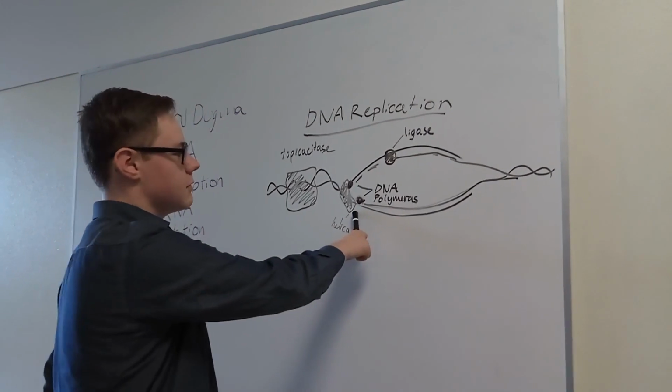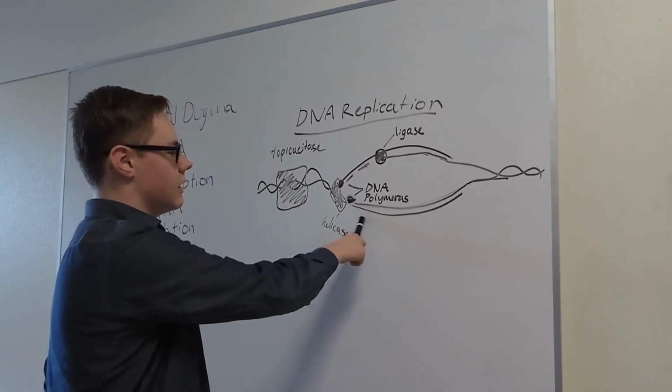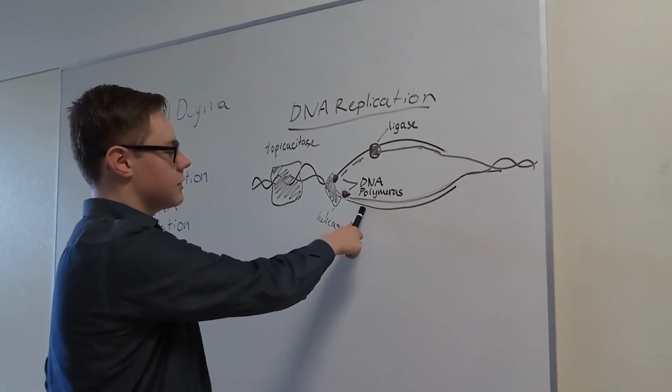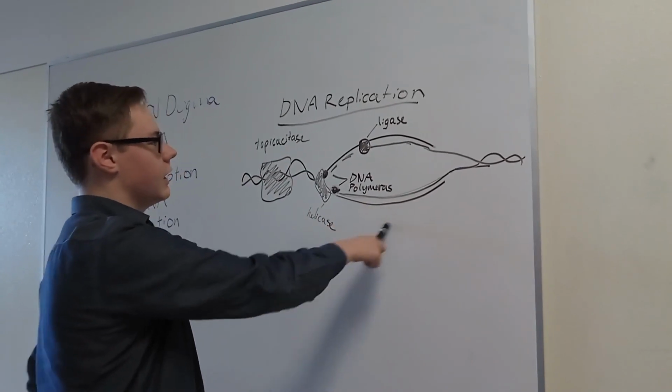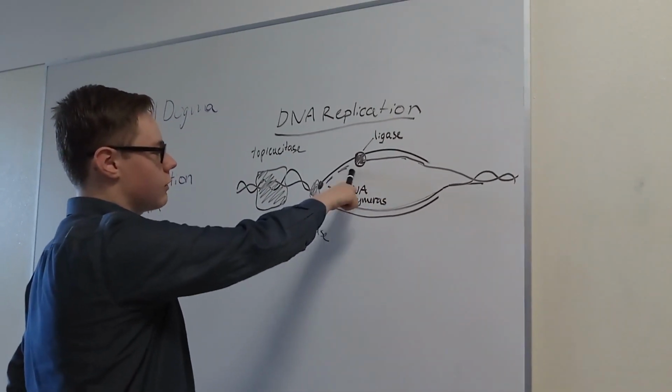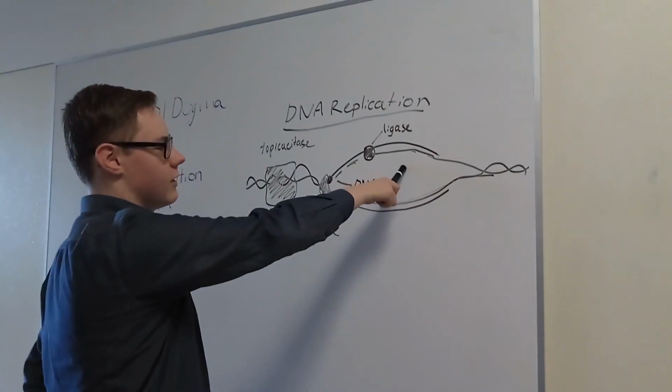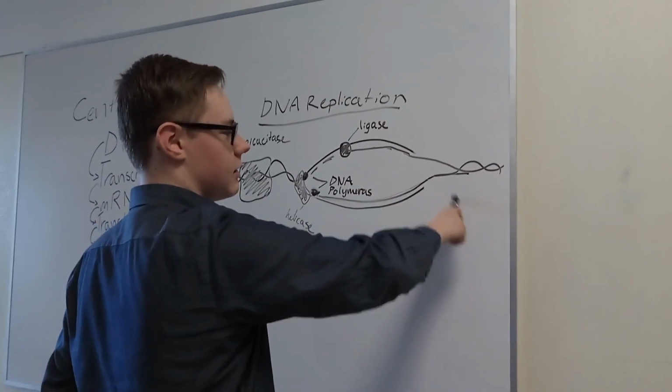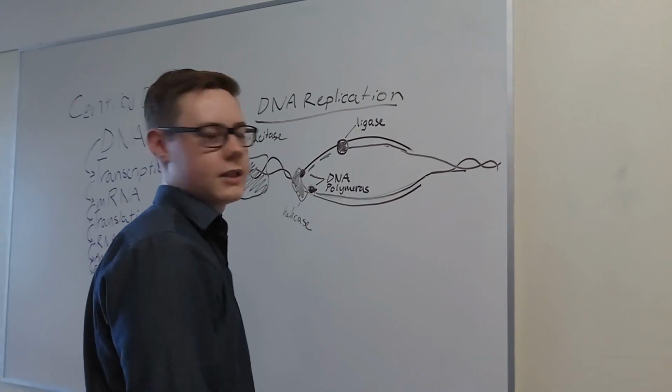Here we have helicase, which unzips the double helix. Then here we have DNA polymerase, which creates new DNA molecules. And then here we have ligase, which connects these fragments called Okazaki fragments together. And then over here they're connected by another enzyme to form another double helix.